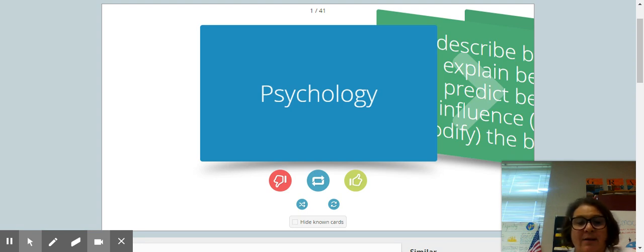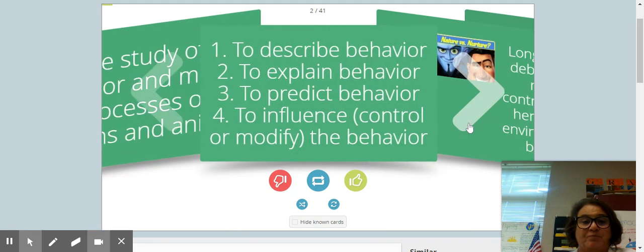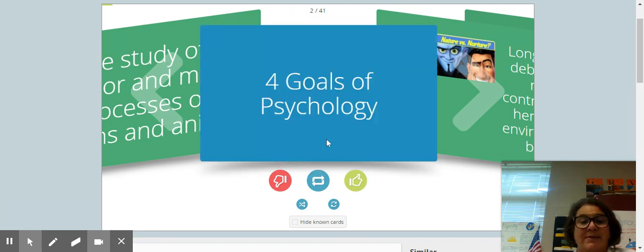So starting with psychology, the definition: the study, and really I should add the word scientific study because now psychology is a science, is the scientific study of behavior and mental processes of humans and animals. These are the goals of psychology: to describe, explain, predict, and if needed, modify or control the behavior. So these are your 4 goals of psychology.